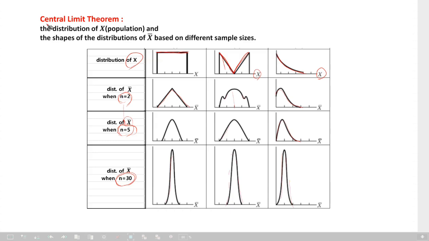So the central limit theorem, we adapt the central limit theorem here and there in statistics, and it plays an important role in statistics. You get it? It is important, but not difficult at all.